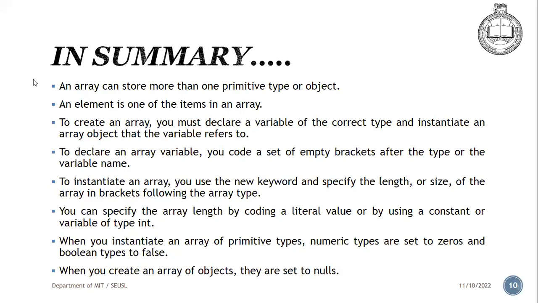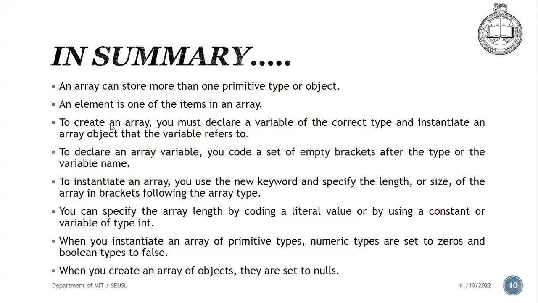Okay. So in summary, what is there? An array can store more than one primitive type or object. An element is one of the eight items in an array. Okay, so I'm just reading out. So all these things we have studied. To create an array, you must declare a variable of the correct type and instantiate an array object that the variable refers to. Okay, so this is clear, right?